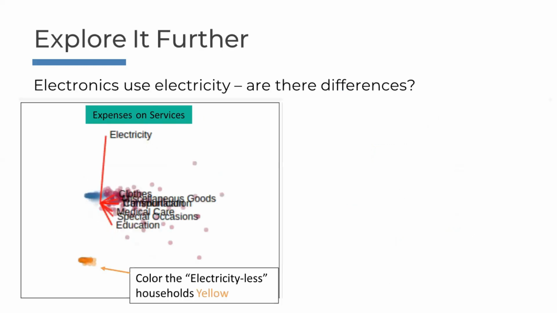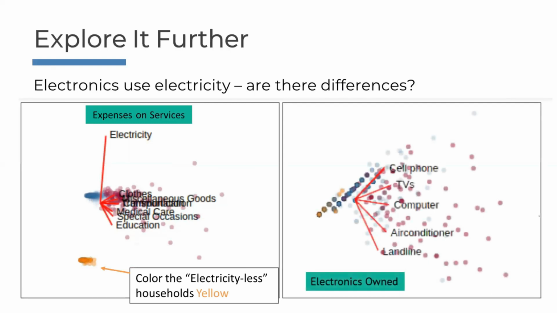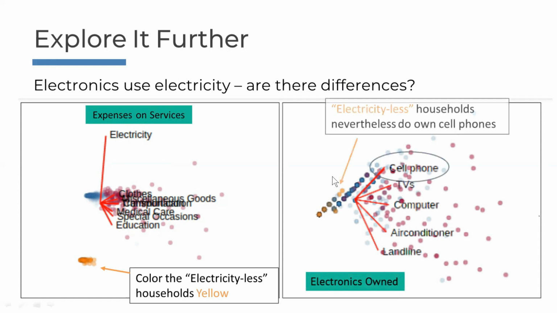What about these households, right? So let's just color them yellow and see how they behave in other subspaces. For example, here, electronics owned. We'll see that these electricity-less households, the ones that don't use electricity, are all the way on the left-hand side. They don't own any electronics because they don't have electricity, but they own cell phones. You can see that on the left-hand side.